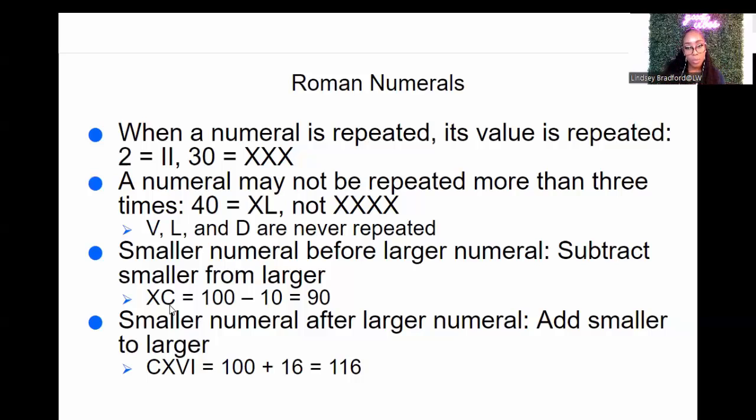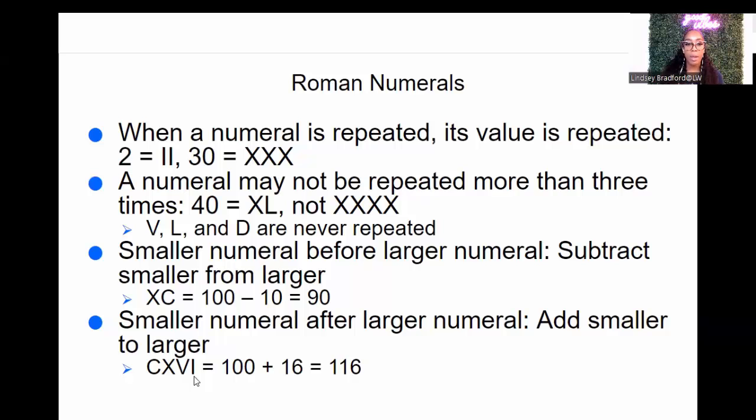If the smaller numeral is after the larger numeral, you are going to add. So if you look here, you have C, which is 100. You have X, which is 10. You have the V for 5, and then the I for 1. So this would be 116. You can write this example down to help you retain the information and understand it better.